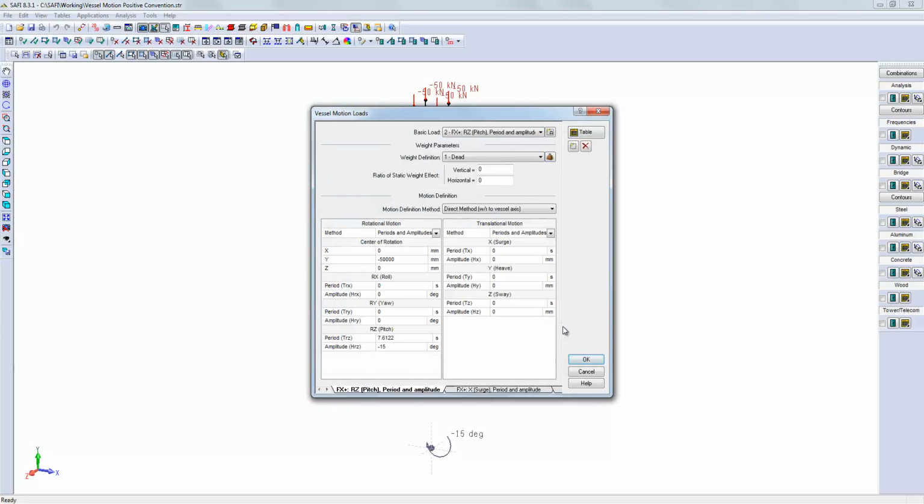Then, you can create an acceleration around Z using the period and amplitude option. You would specify a period of 7.6 seconds with 15 degrees amplitude. We can see that the center of rotation of the vessel is far below the structure. We can also create horizontal accelerations directly using a translational acceleration motion with a period and amplitude. Or, you could also specify an acceleration directly as an angular acceleration in radians per square seconds.